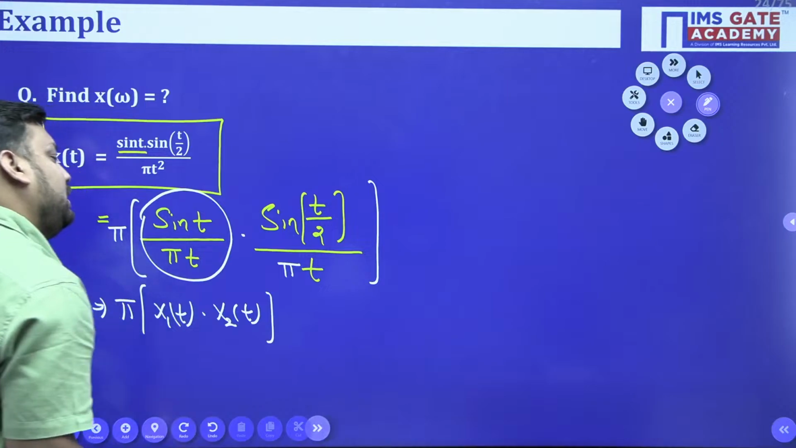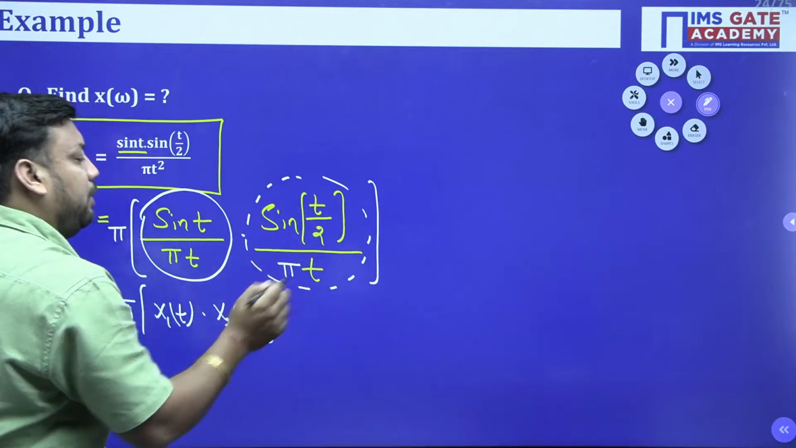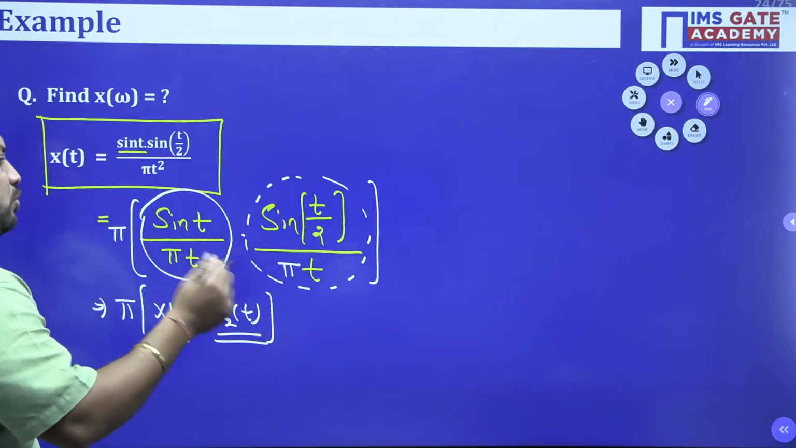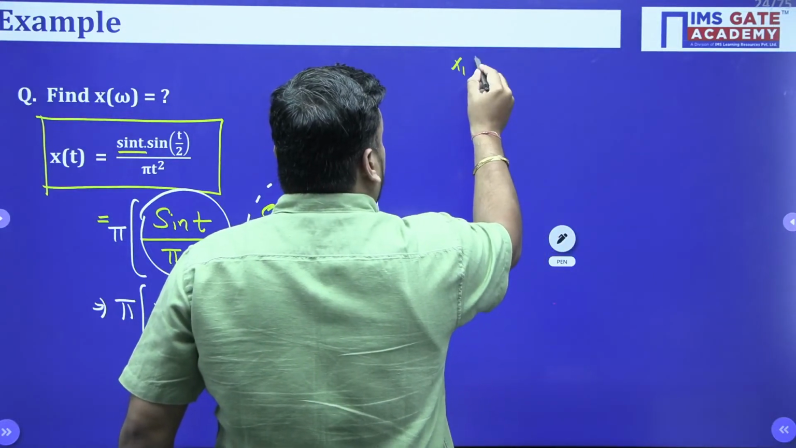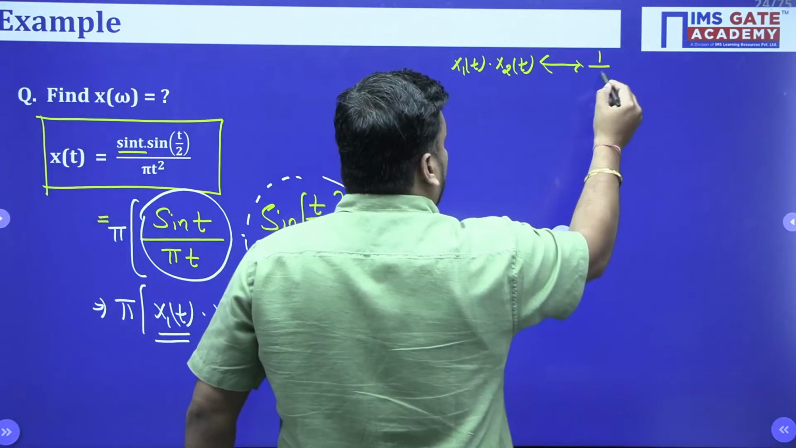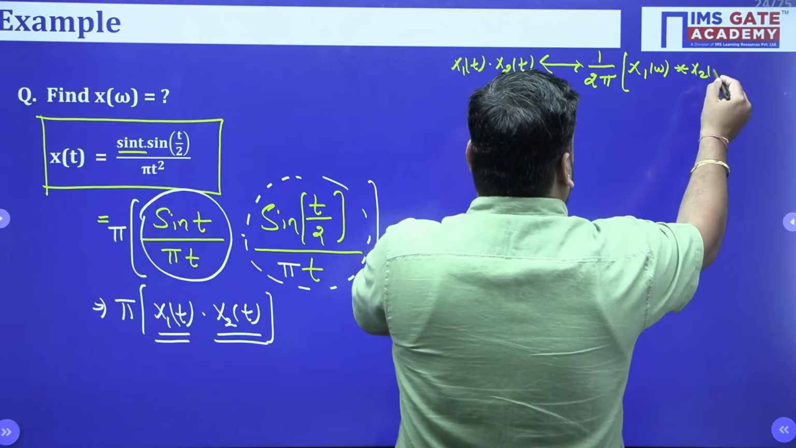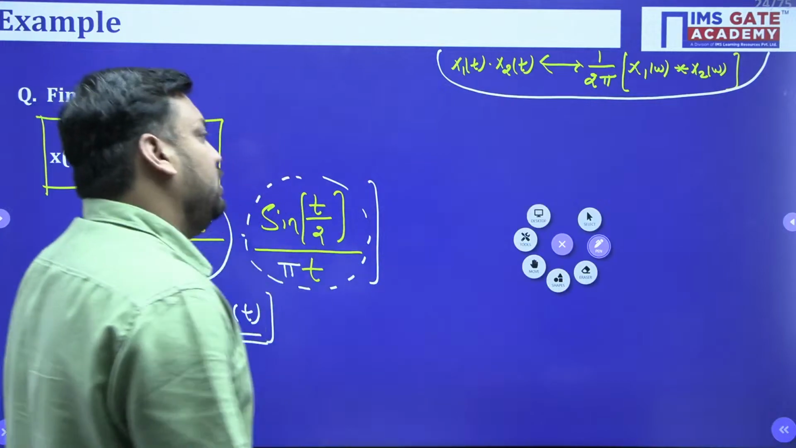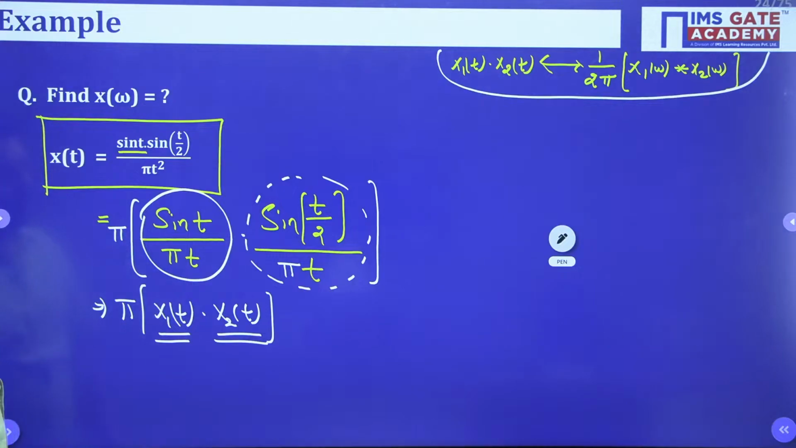So what is my x1(t)? Sin t upon pi t. What is my x2(t)? Sin t by 2 upon pi t. And I know that multiplication in time is convolution in frequency. So by the property, x1(t) times x2(t) corresponds to 1 upon 2 pi times x1(omega) convolved with x2(omega). Multiplication in time is convolution in frequency, but with the factor 1 upon 2 pi. However, pi is also there, so by adjusting this you can multiply both sides by pi.